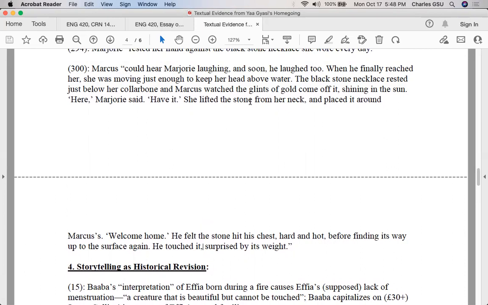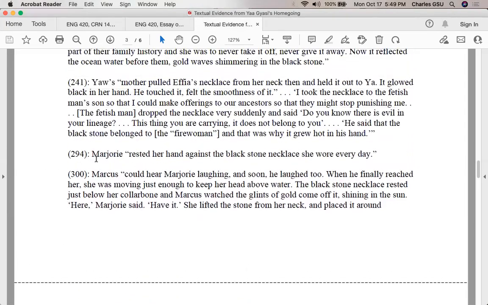And one wonders, is that her freeing herself of the burden that it's supposedly this kind of curse or evil, as the fetish man's son says, or is she sort of making a gift of it to Marcus, who becomes her partner, right, as we learn. And we don't know for a fact, but they will probably get married, and thus continue the line. Is she gifting it to him in a positive way, or what, right? But that's the final instance of the stone.